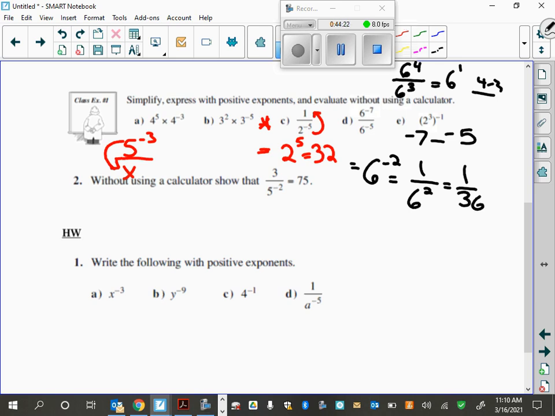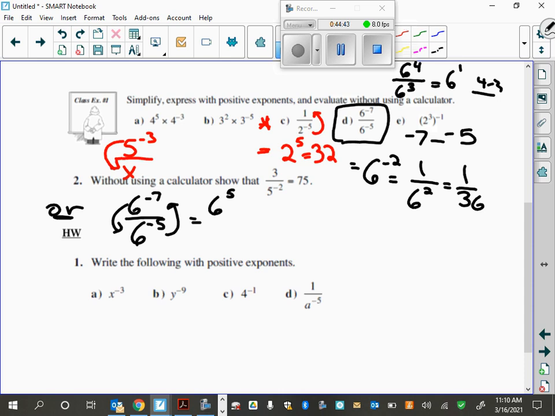Now the other way you could do this, and it's mathematically correct, you can either write it down, you might like it better. You can move this negative to the bottom and this negative to the top and make them both positive if you want to. So you can make this 6 to the 5th over 6 to the 7th. It means to get rid of all your negative signs there, and then you have an easier path to get 6 to the negative second.